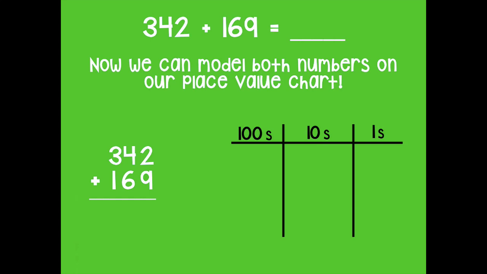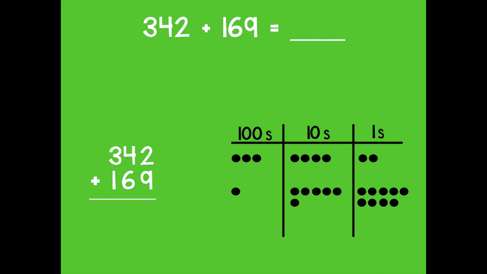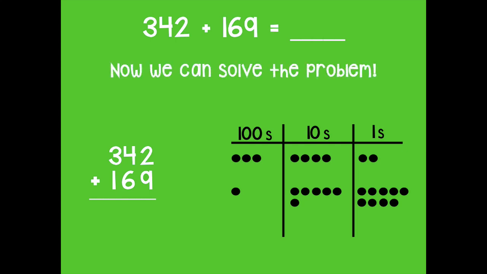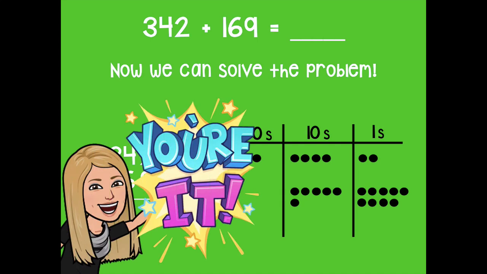All right, friends, so 342 has 3 hundreds, 4 tens, and 2 ones. 169 has 1 hundred, 6 tens, and 9 ones. Now we can solve the problem. So remember, you're going to start in the ones place. If you have 10 ones, you can bundle that and make a new 10. If you have 10 tens, you can bundle that and make 100. Okay, so go ahead and pause the video, solve using your place value chart in the vertical form, and then click play when you're ready to go over it together.